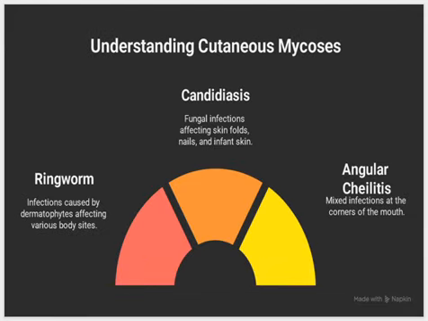Cutaneous mycoses invade deeper skin layers and sometimes nails. Candidiasis affects skin folds and nails, often in infants. Ringworm is caused by dermatophytes and can appear on various body parts. Angular cheilitis involves mixed infections at the mouth corners. These infections can cause itching, scaling, and discomfort, requiring appropriate antifungal treatment.